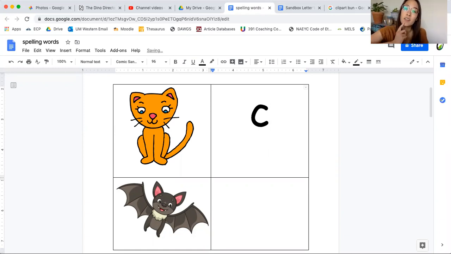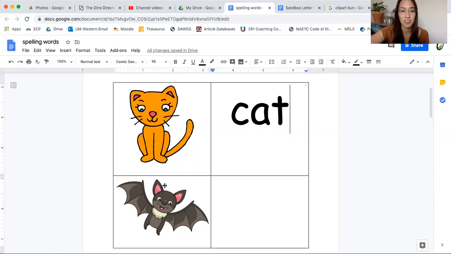What's the next sound you hear? K, a. What's that letter? Letter A. Cat. What letter makes the t sound? T. C-A-T spells cat.